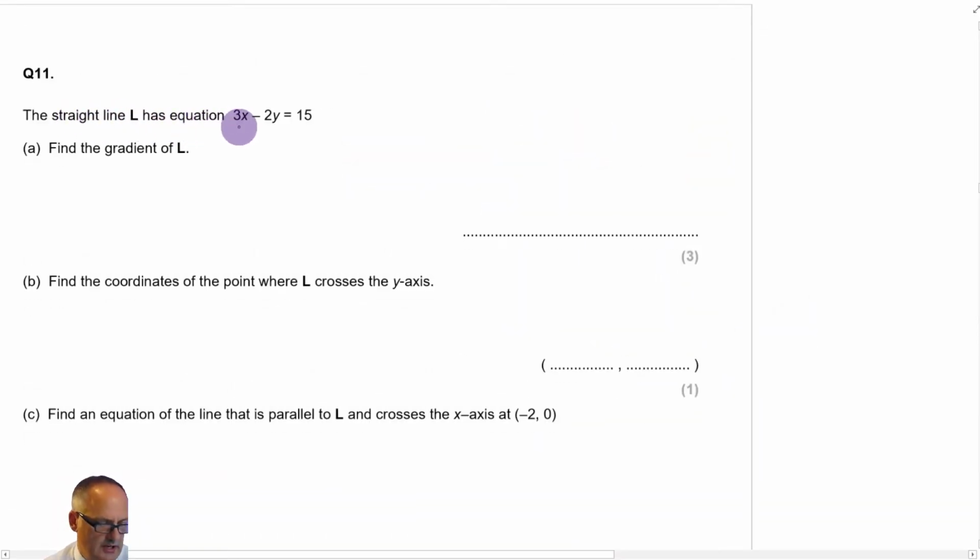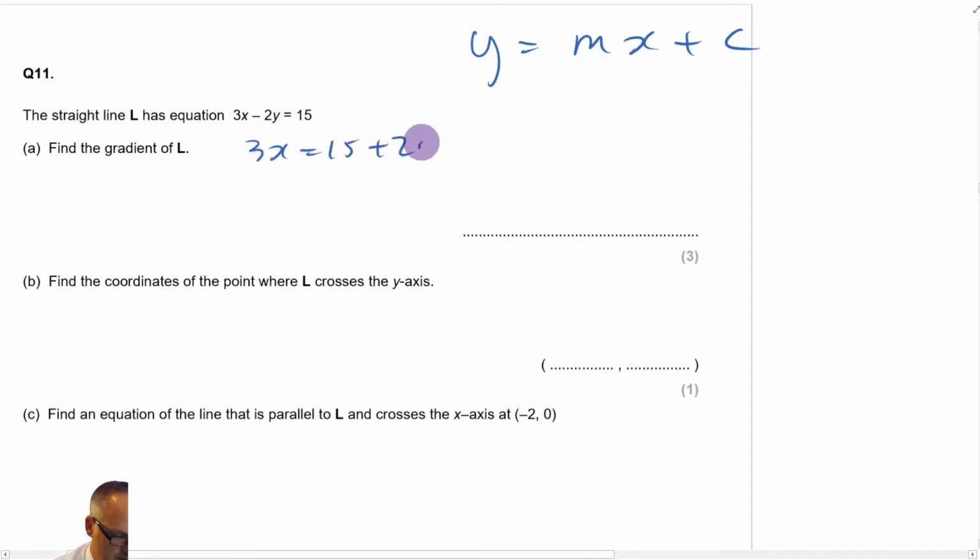Equation: the straight line has equation 3x minus 2y equals 15. Now we want to find the gradient, but remember we only know the gradient from the equation if we have it written like this, y equals mx plus c. So we need the y on its own. To get the y on its own, I like to get it positive, so I'm going to add it to this side. So I get 3x equals 15 plus 2y. Take away the 15. I get 3x minus 15 equals 2y.